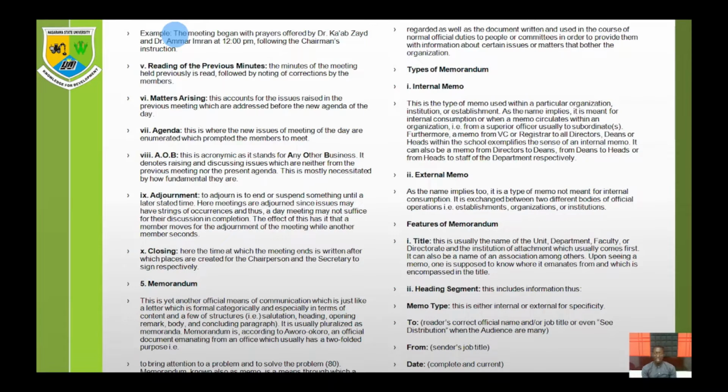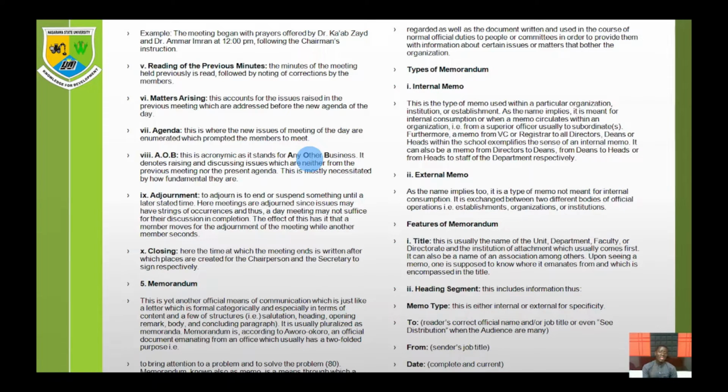Then the next thing is agenda. This is where the new items of the meeting of the day are enumerated, which prompted the members to meet at that particular meeting. The next thing after the agenda is AOB. This is an acronym. It stands for any other business.